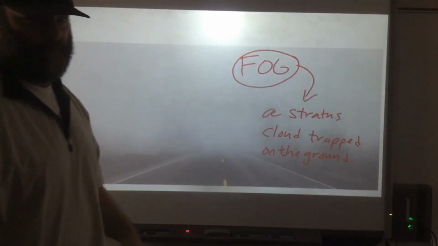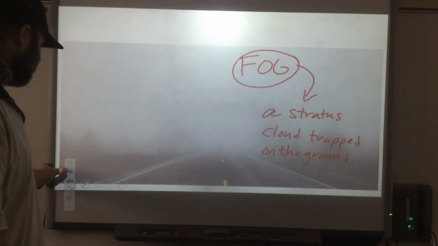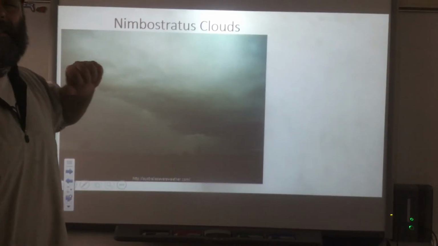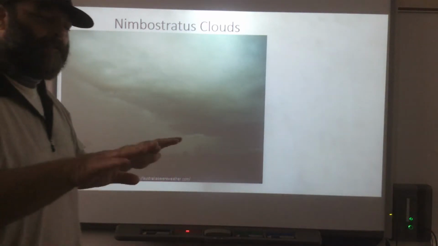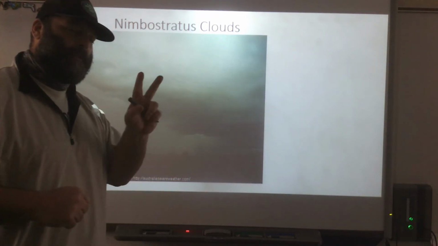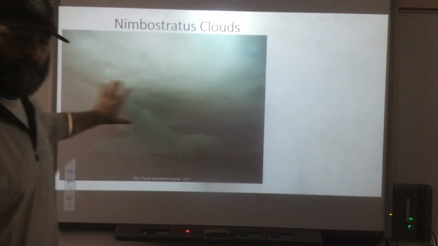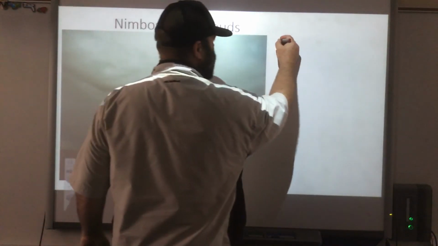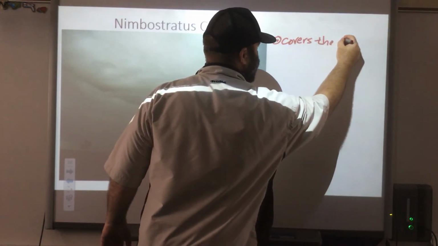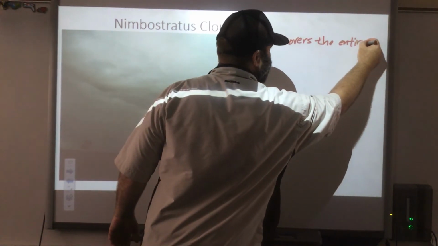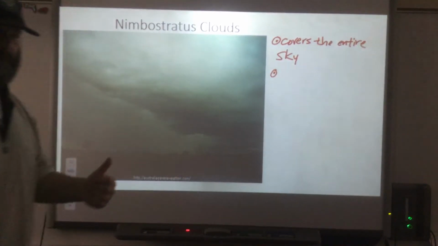Now, the next lower level cloud we're going to talk about today is just like a stratus cloud in a lot of ways, but we're going to call these nimbostratus, okay? Now, nimbostratus are almost identical to stratus clouds. There's a couple of differences, and they're not that many. As you can see from this picture right here, they cover the entire sky, just like a stratus cloud, okay? So it covers the entire sky. Now here's some differences, okay?